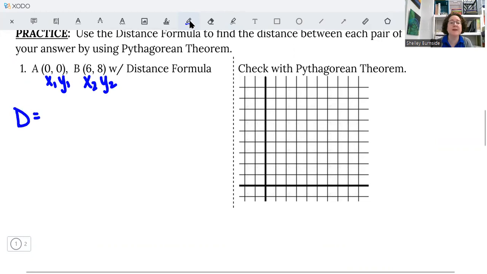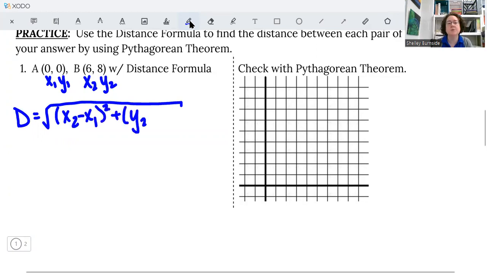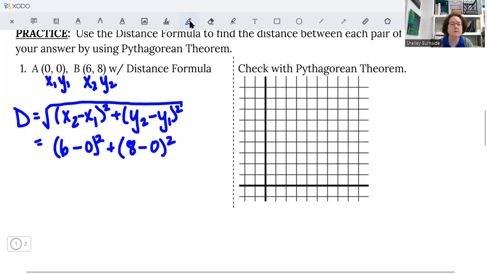So our distance formula, I'm actually going to copy the whole distance formula for this first one. We have x2 minus x1 squared plus y2 minus y1 squared. So we fill in our values as we have them labeled. Our x2 is 6, x1 is 0, square it up. You'll notice I wait to write my square root because I want to see how everything lines up so I don't run out of room. Y2 is our 8 minus y1 is 0, square it.